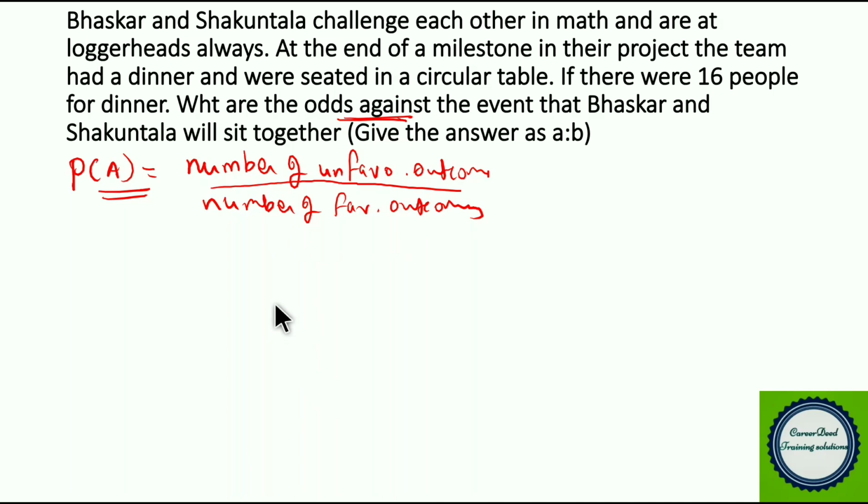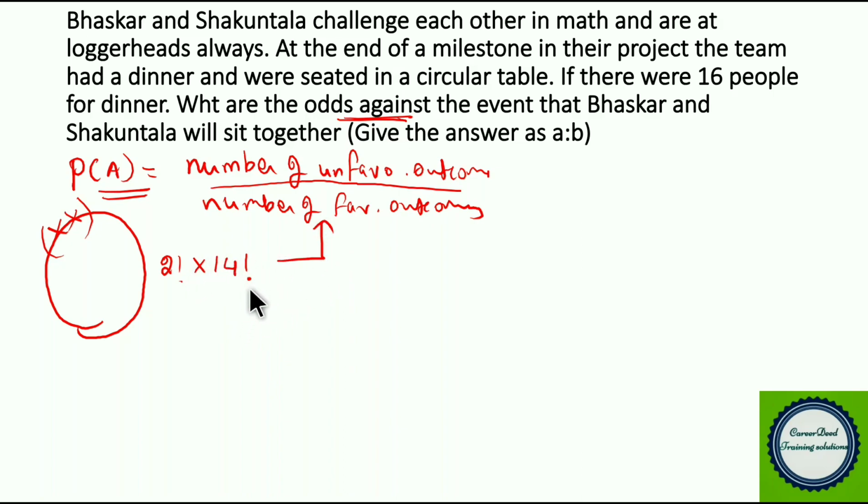So the number of favorable outcomes is what? Both of them sit together, right? So we have 16 people. So in 16 people, in how many ways could both Saguntala and Bhaskar sit together? Both of them could sit together in 2 factorial ways, and the remaining 14 people could be arranged in 14 factorial ways, right? So this is the number of favorable outcomes, that is sitting together. So the number of unfavorable outcomes is they should not sit together. So in how many ways is it possible?